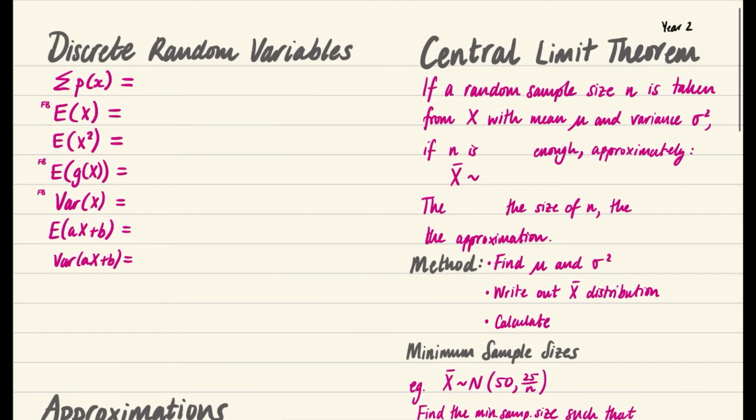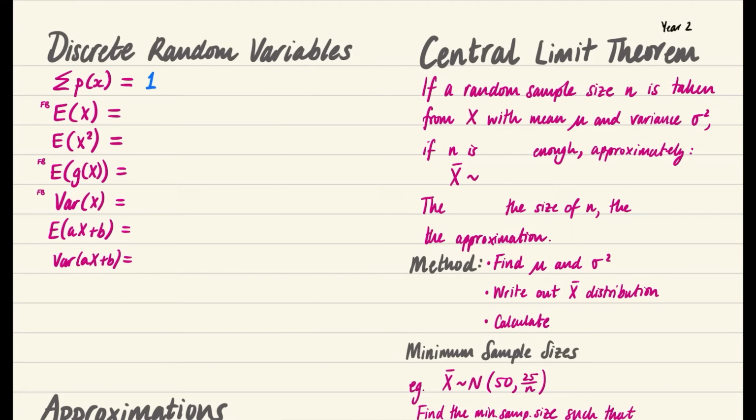So we're going to kick off straight away with discrete random variables and trying to remind ourselves of all of those bits that come from that first chapter. So this is just a very simple one saying the sum of the probabilities. Well, we know that the sum of the probabilities is always going to be 1. This one, if it says FB, it means that it's in the formula book.